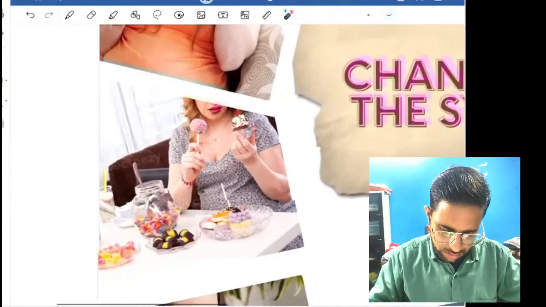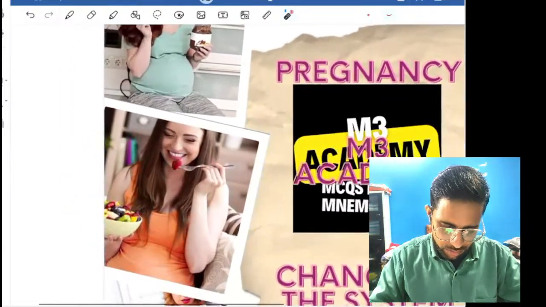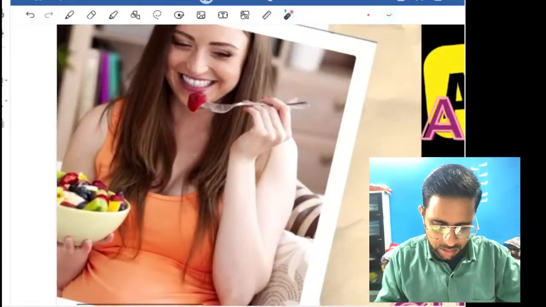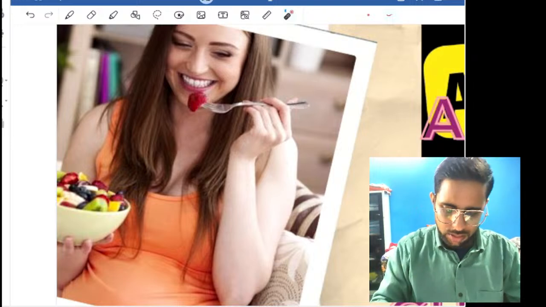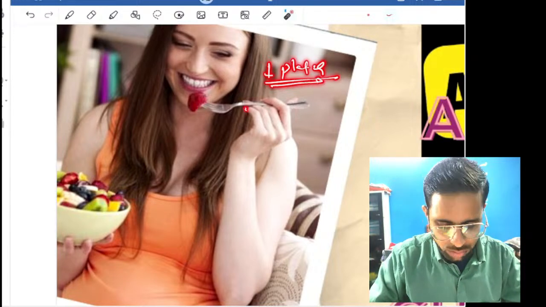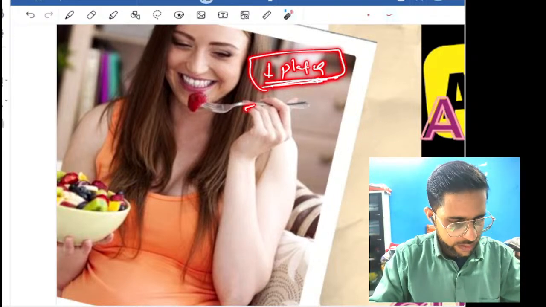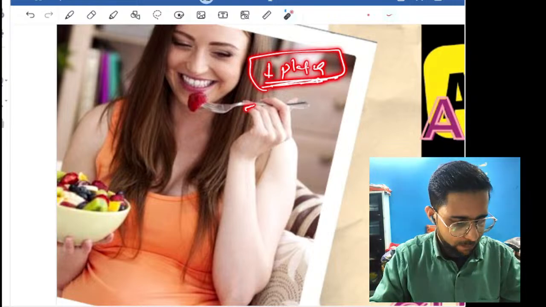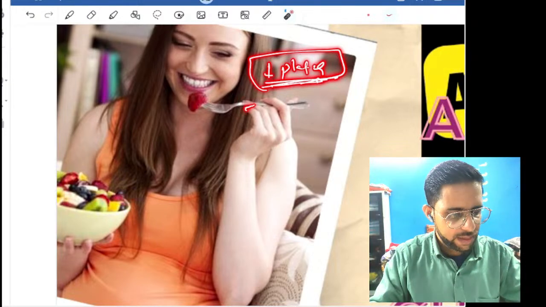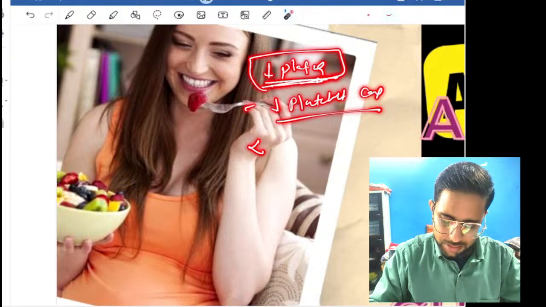This is the candy, and this is also candy. So see there, the pregnant lady uses less plates for the food, eating by the spoon, eating by the hand. So using less plates. What is the meaning of less plates here? Tell me in the chat box. Less plates. Yes. So less platelet count. Platelet count becomes less but not less than the normal.